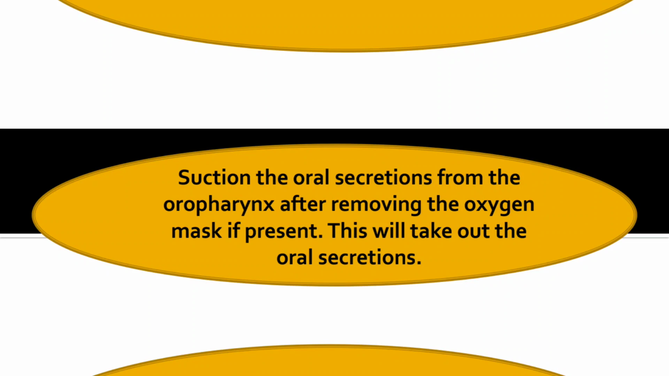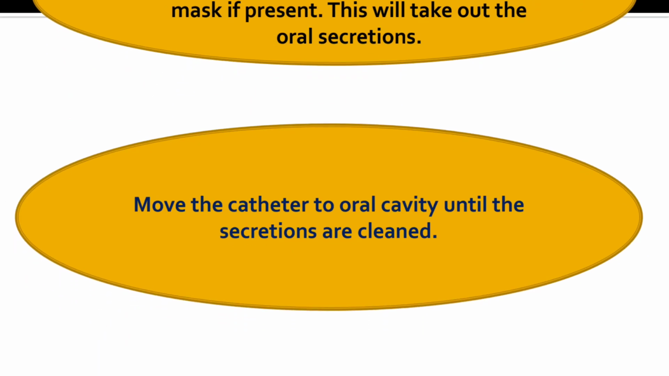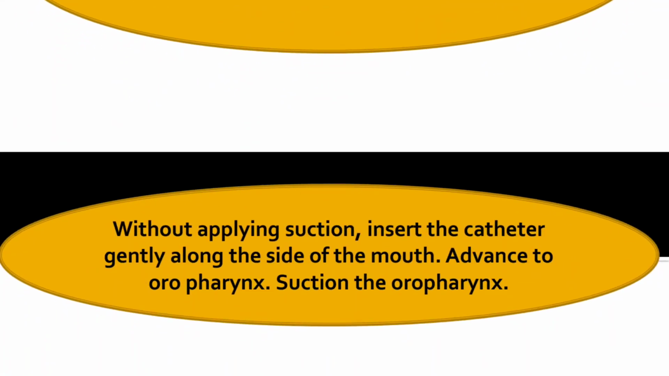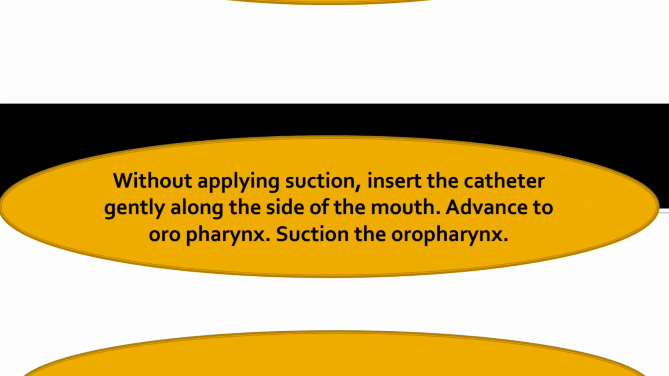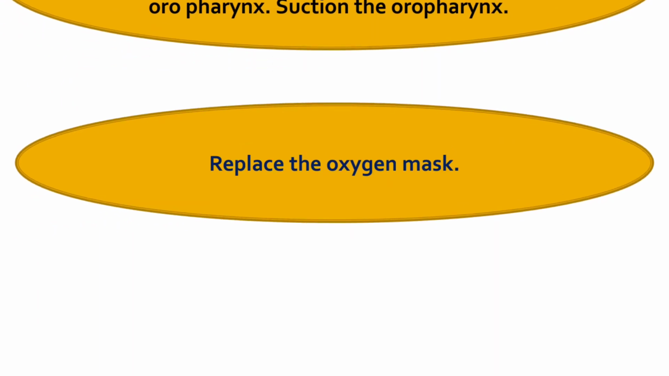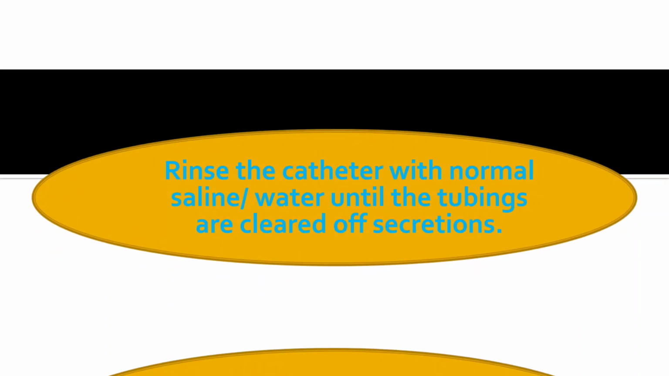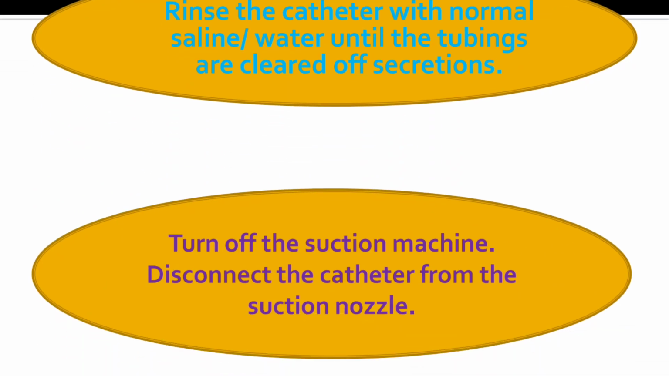This will take out the oral secretions. Move the catheter to the oral cavity until the secretions are clear. Without applying suction, insert the catheter gently along the side of the mouth. Advance to the oropharynx and suction the oropharynx. Replace the oxygen mask. Rinse the catheter with normal saline water until the tubing is cleared of secretions.